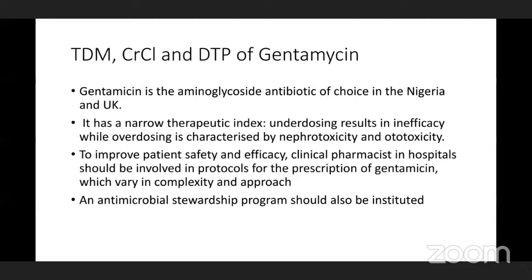Gentamicin is an aminoglycoside antibiotic of choice in Nigeria and the UK. It has a very narrow therapeutic index. Underdosing results in inefficiency, while overdosing is characterized by nephrotoxicity and ototoxicity. To improve patient safety and efficacy, clinical pharmacists in hospitals should be involved in protocol for prescription of gentamicin, which may vary in complexity and approach. And also an antimicrobial stewardship program should be instituted in our hospitals.